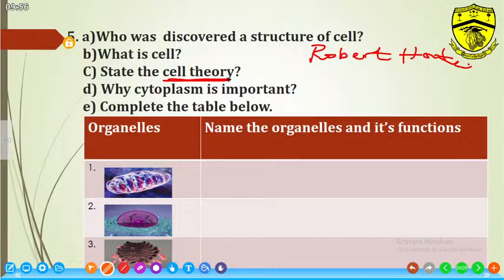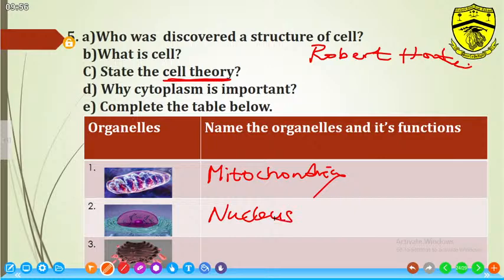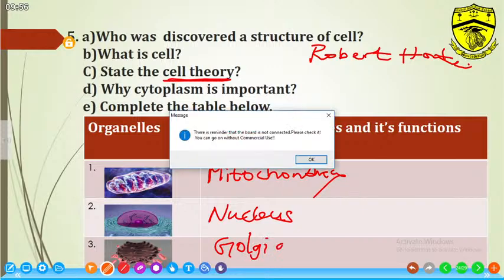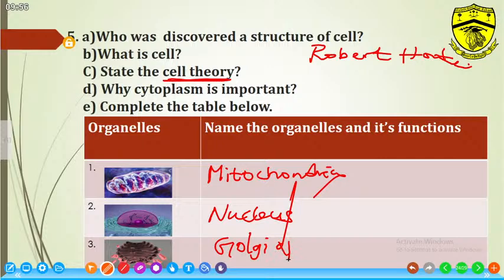And next one here, complete the table below. What is that? Tell me. Yeah, that's good. You think very well. Mitochondria. This one is the nucleus. This one is the Golgi apparatus.